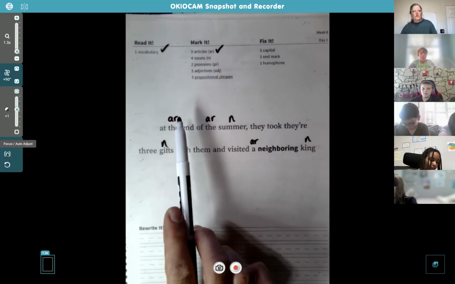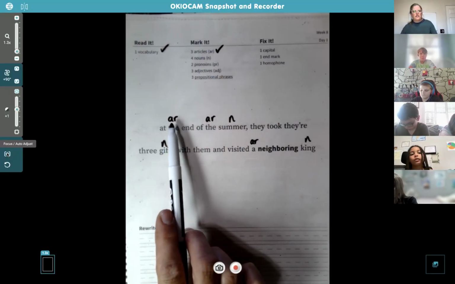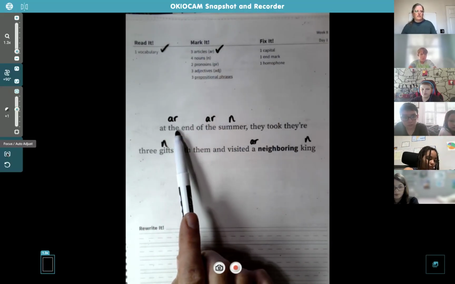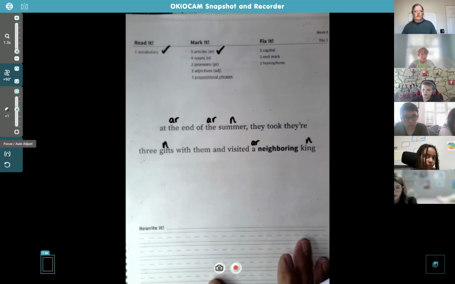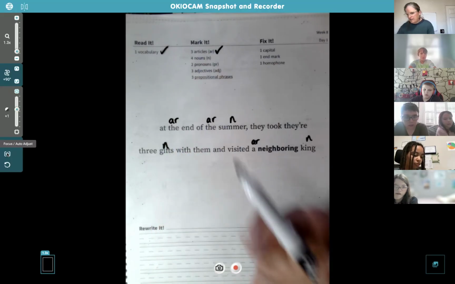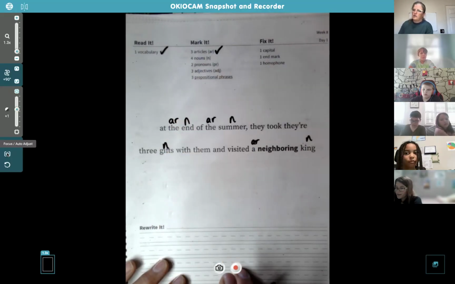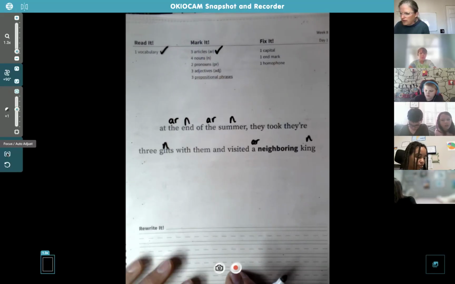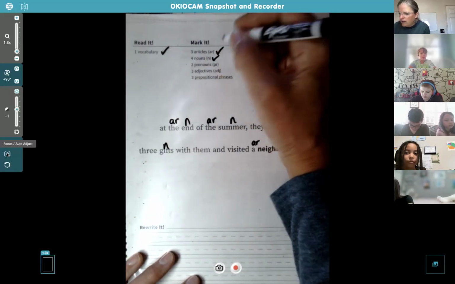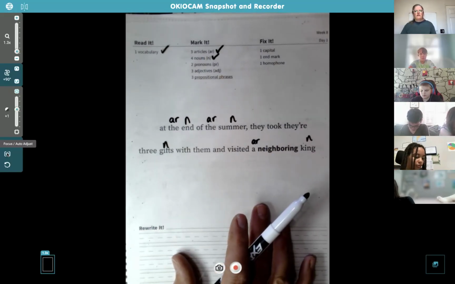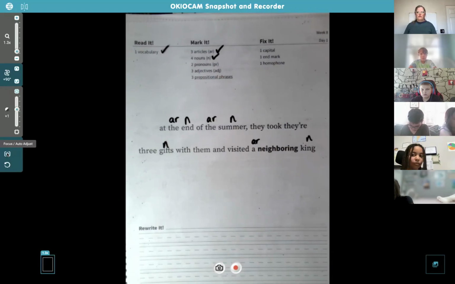So look at the article the here. Anytime you see an article, you know that a noun is coming. What do you think would be the noun that goes with this article? The end? Yes, end is actually a noun because of that article, the end. So it makes it a thing, right? Okay, the end. So end, summer, gifts, and king. How about the pronouns, Joanna?